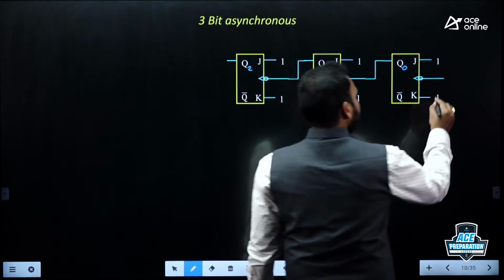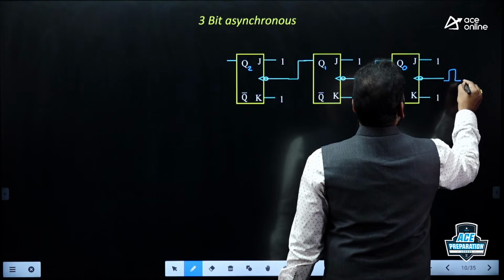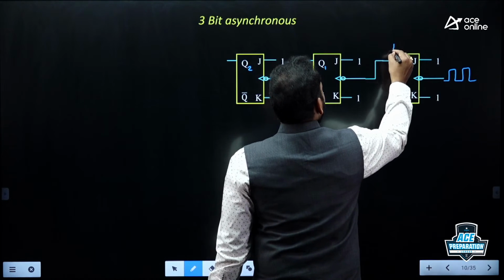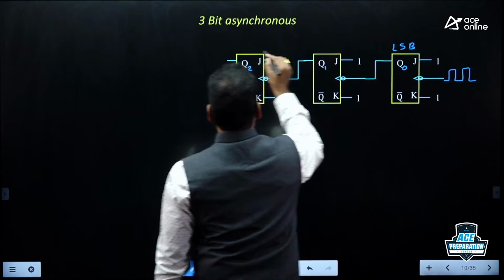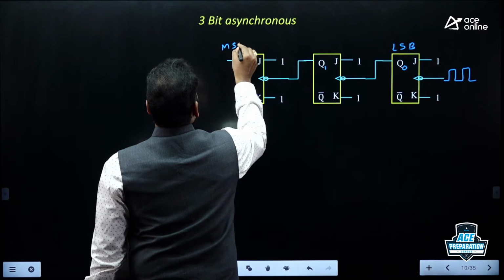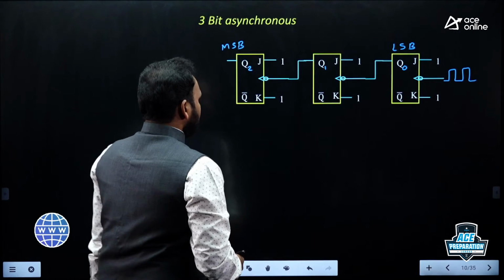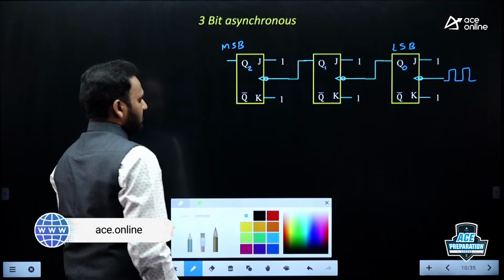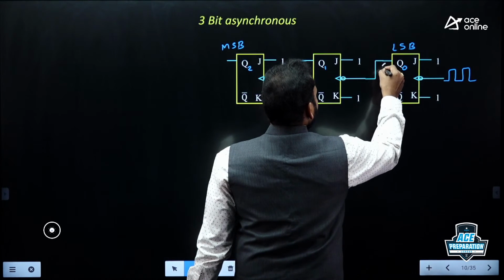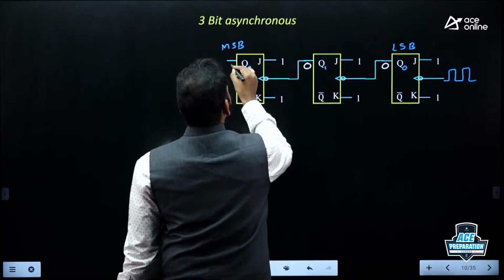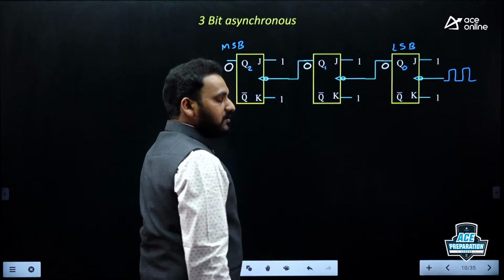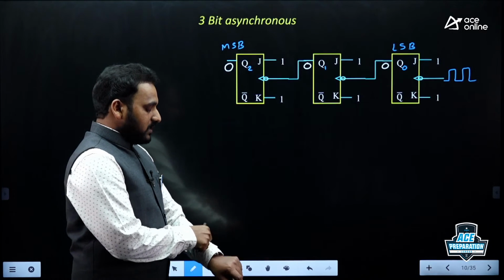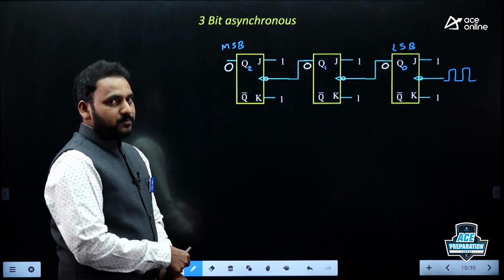Next, I am going to provide the clock pulse here, right? And as I told you, this is the LSB and this is the MSB. Remember, while doing the analysis, better you assume initially the counter is in clear state. Sir, what is the meaning of clear state, sir? Very simple. We should consider outputs of all the flip-flops are at 0 level. It is a clear state, right? Today only I will explain about the clear and preset combinations if time supports, right?